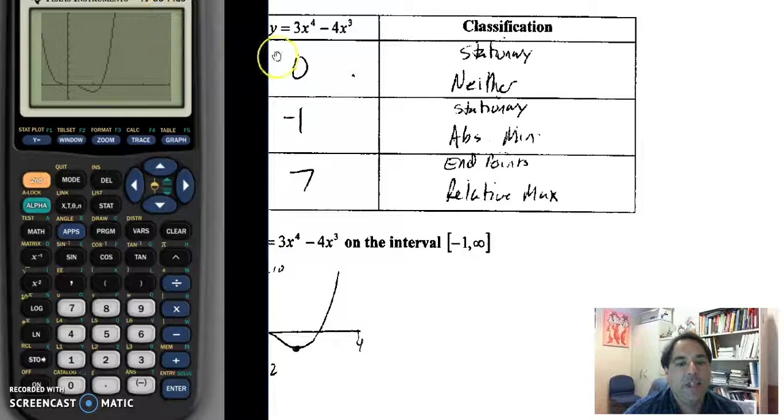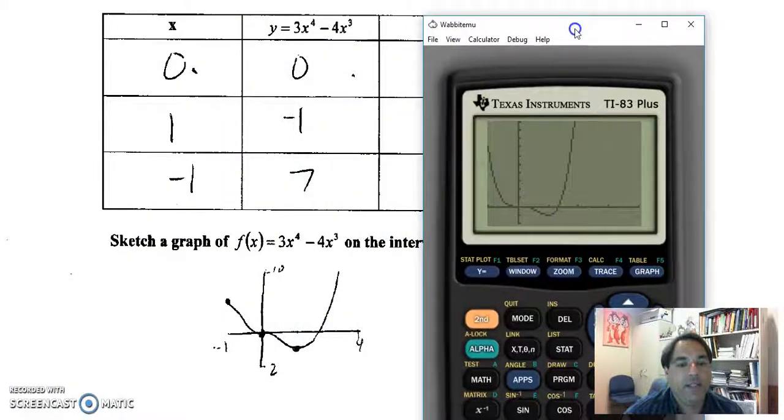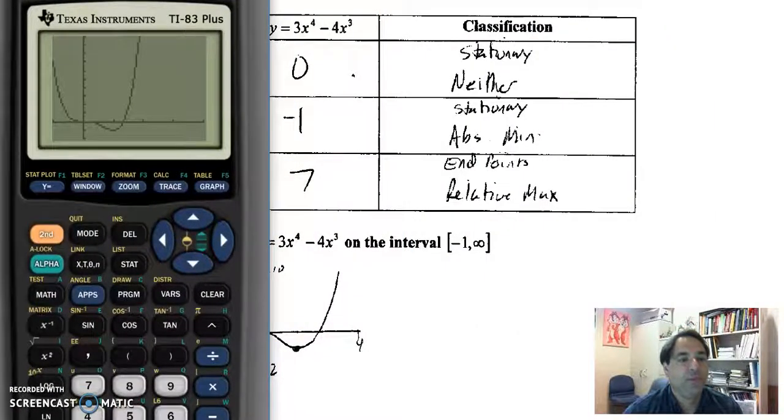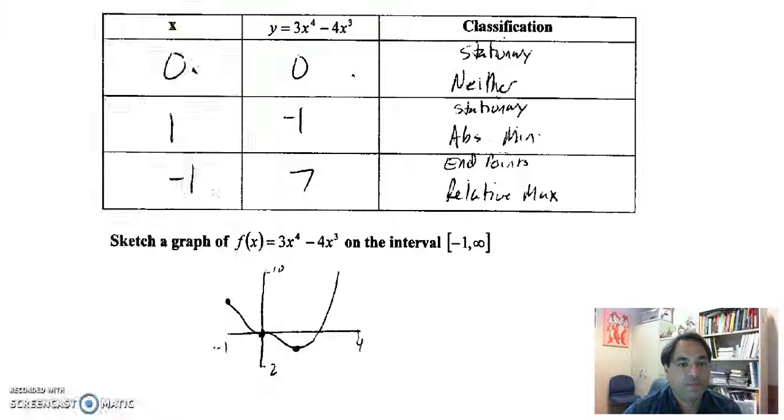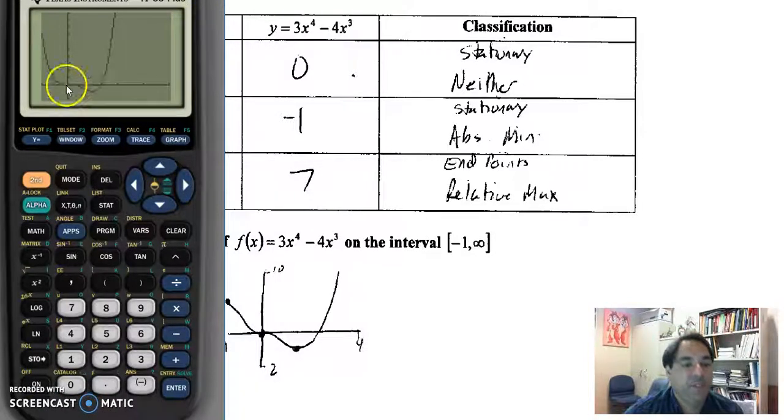Okay? And then we're going to look at these points (0, 0), (1, -1), and (-1, 7) to see what happens there. Now, we could just look at the graph and find where (0, 0) is, and notice to the left is higher, to the right is lower, therefore it's neither a max or a min. So remember, these are possible extrema, but doesn't mean they have to be.